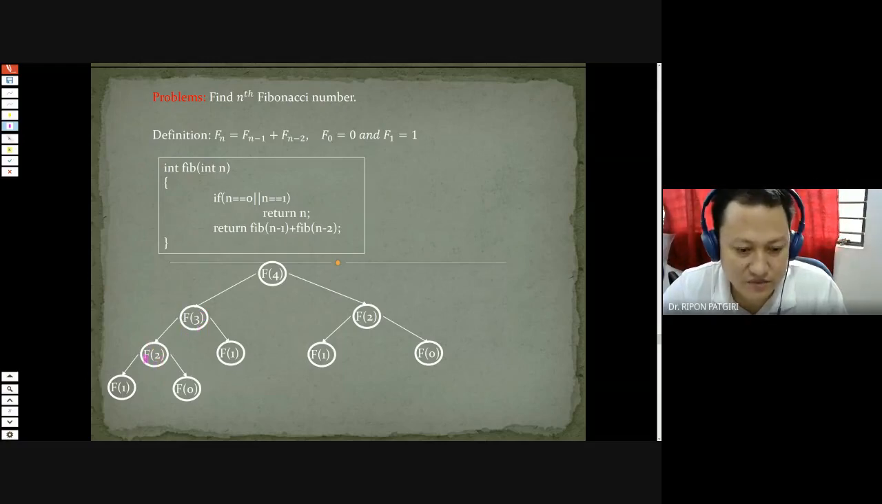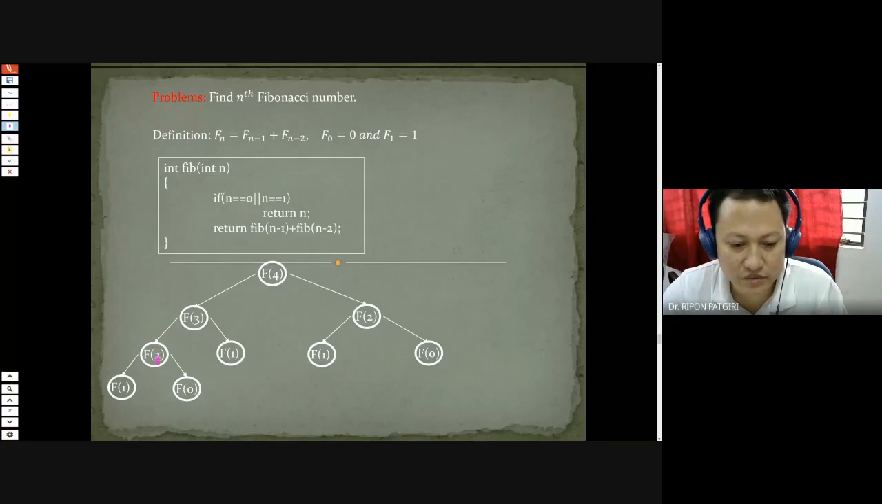It will call recursively f of 3 minus 1, that is f of 2, and f of 3 minus 2, f of 1. Again it will call f of 2 minus 1, f of 1, and f of 2 minus 2, equal to 0. So now if you call f of 1, what is f of 1? F of 1 returns n. What is the value of n here? N is 1. So it will return 1.